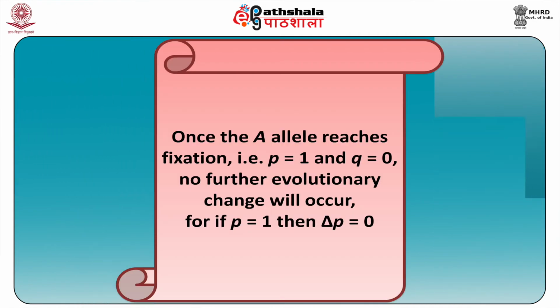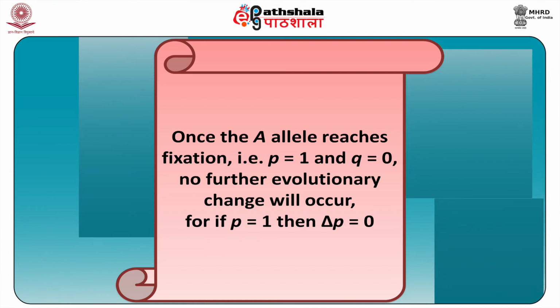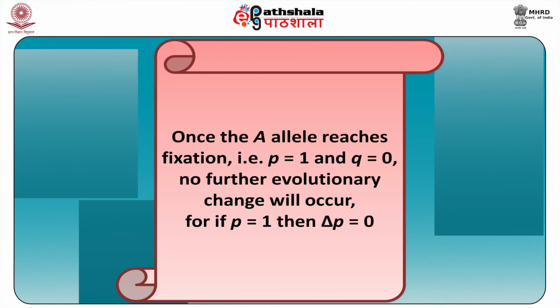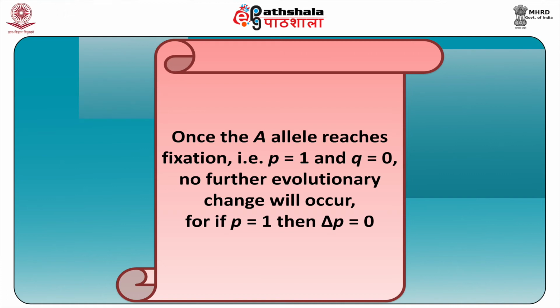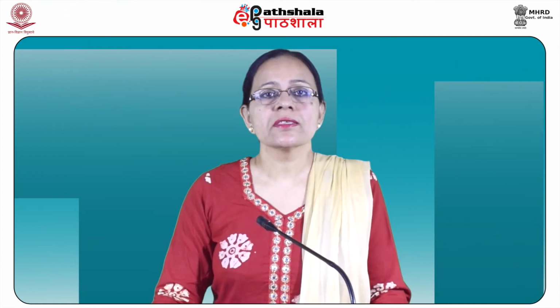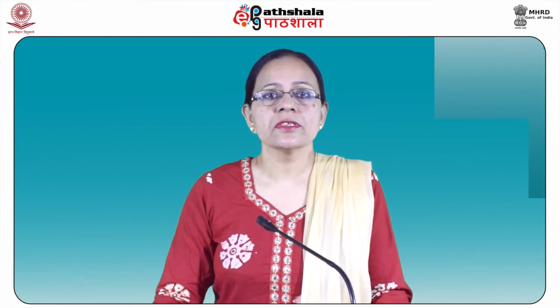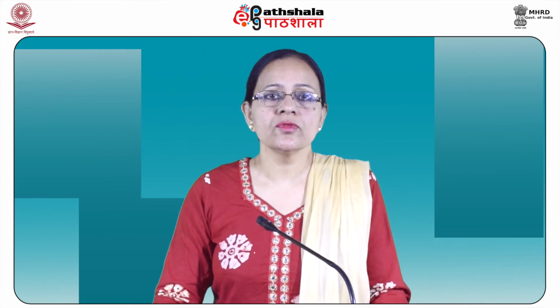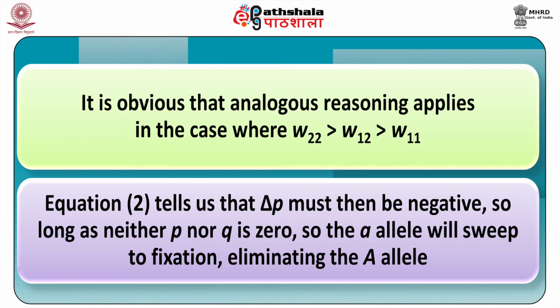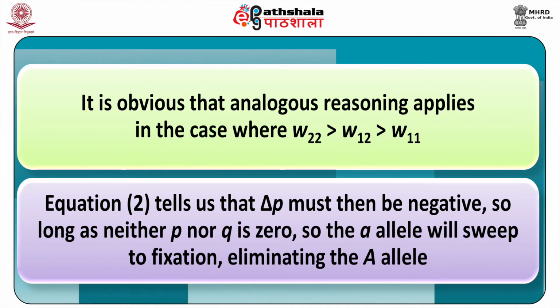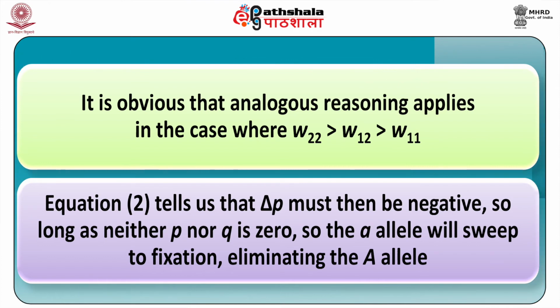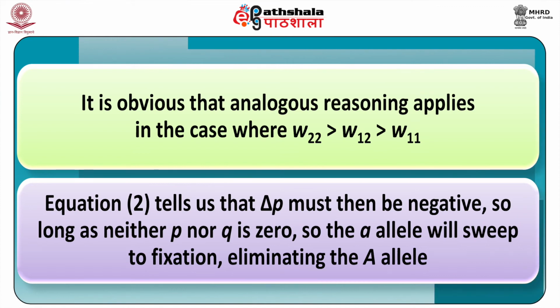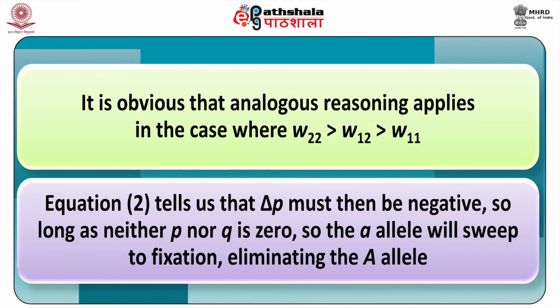Once the A allele reaches fixation, that is p = 1 and q = 0, no further evolutionary change will occur. If p is equal to 1, then change in p is equal to 0. This makes good sense because the A allele confers a fitness advantage. Therefore, its relative frequency in the population will increase from generation to generation until it is fixed. It is obvious that analogous reasoning applies where W22 is greater than W12, which is greater than W11. Equation 2 tells us that Δp must then be negative so long as neither p nor q is 0. So, the a allele will sweep to fixation, eliminating the dominant A allele.